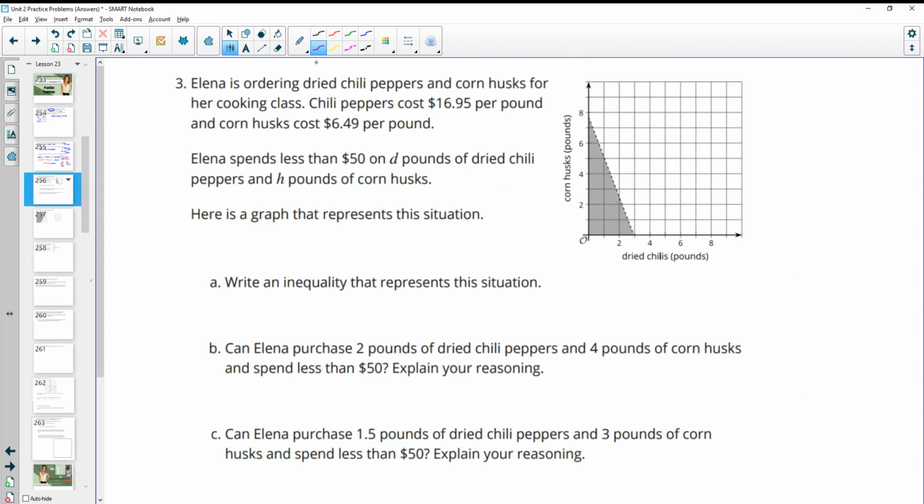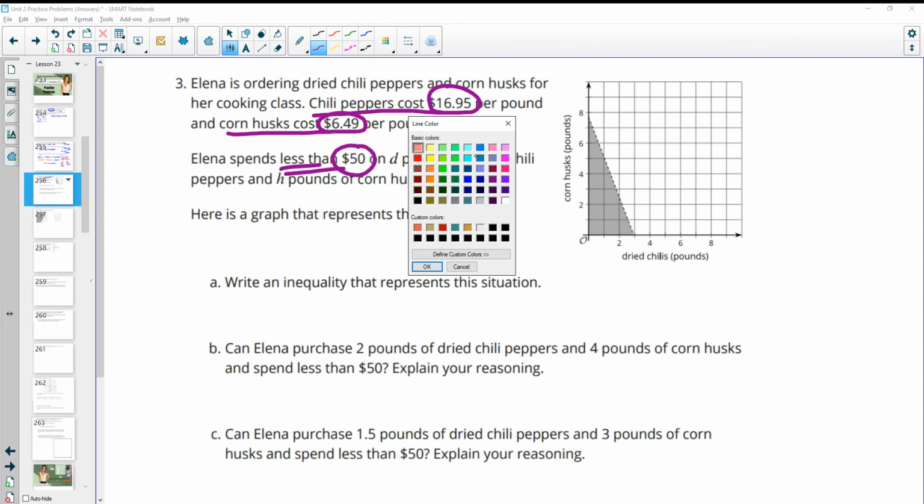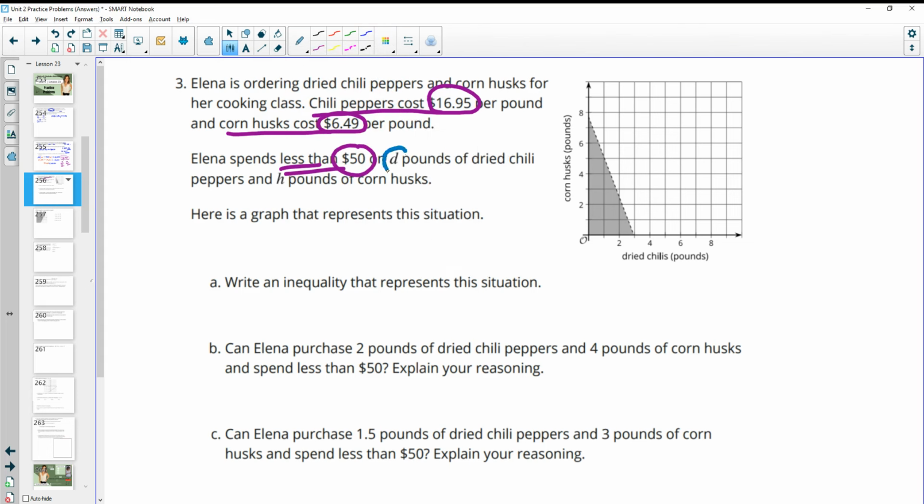Number 3, Elena is ordering dried chili peppers and corn husks for her cooking class. The chili peppers cost $16.95 a pound, and the corn husks cost $6.49 a pound. She needs to spend less than $50 on the dried peppers and the corn husks, and then they define the variables for us here. So they tell us that D is going to be the dried chili and H is going to be the corn husks. Then they give us a graph of it over here, and they say write an inequality to represent this.